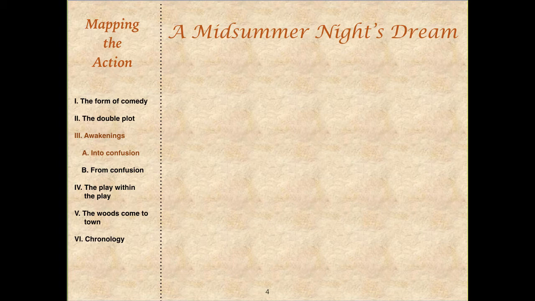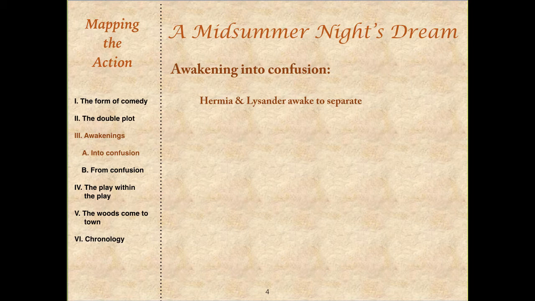In the middle section of this play, the complications are organized into paired series of awakenings. Not a bad motif for a play that calls itself a dream. I call them awakenings into confusion and awakenings from confusion. Hermia and Lysander fall asleep in the forest and awaken into confusion, Lysander abandoning the sleeping Hermia in mad pursuit of Helena, and then Hermia, bewildered, awakening alone to set off in search of Lysander.